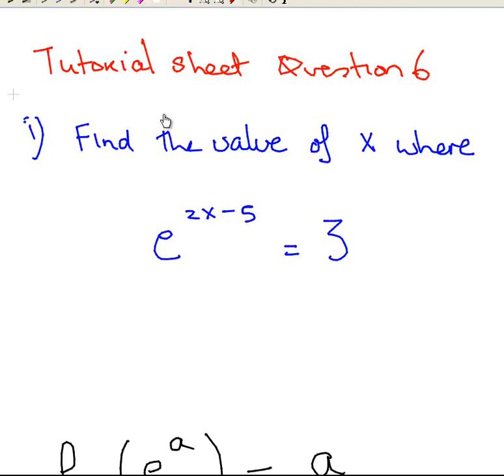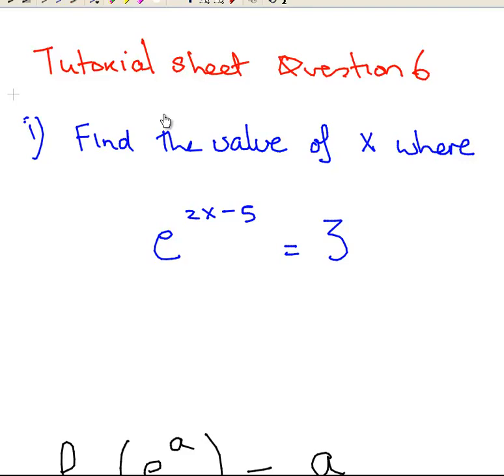In this presentation, we're going to look at tutorial sheet question 6. Now, this has a lot to do with exponentials and natural logarithms. Just as a remark, the question was adjusted to only deal with natural logarithms because a couple of things were taken out of the course, for example, the change of base formula. Anyway, find the value of x when e to the 2x minus 5 is equal to 3.